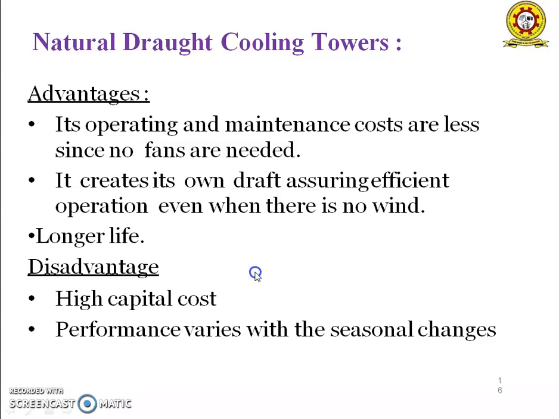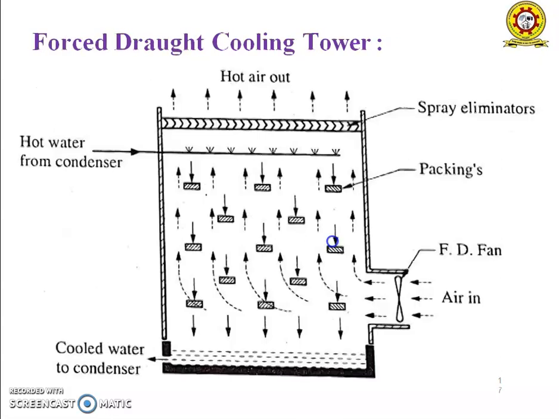Advantages of natural draught cooling tower are: operating and maintenance costs are less since no fans are needed. It creates its own draft, assuring efficient operation even when there is no wind. Longer life. Disadvantages are: high capital cost. Performance varies with the seasonal changes.